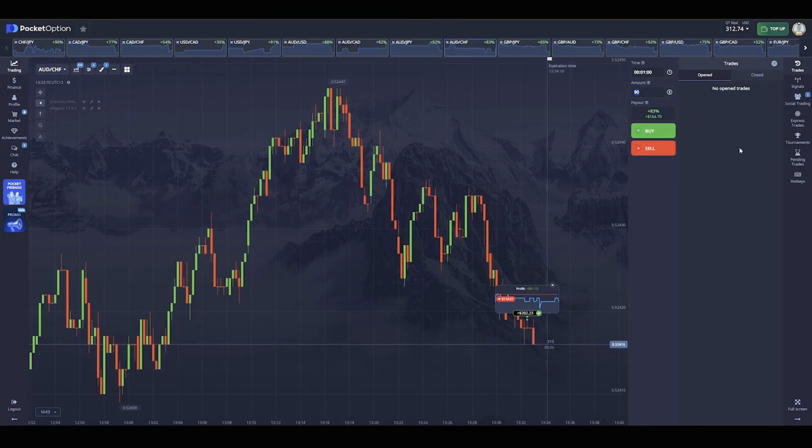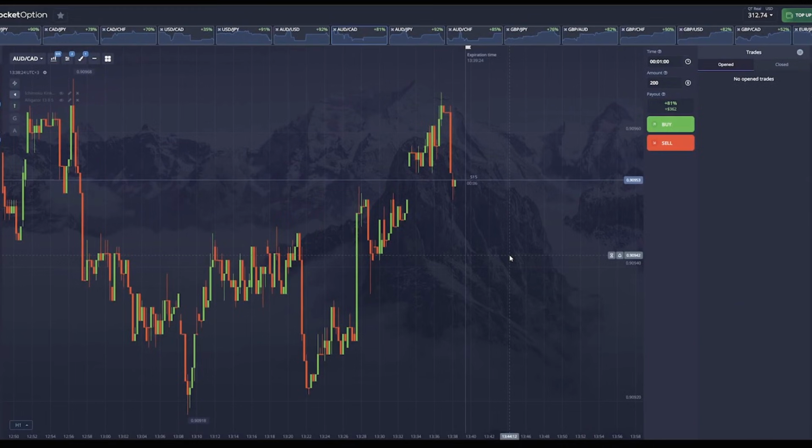So let's open the next trade for $200. That will be 50% of my deposit, plus the extra money I've earned on top. This way, I can grow my deposit even faster. The next currency pair I'm choosing is the Australian dollar to Canadian dollar.